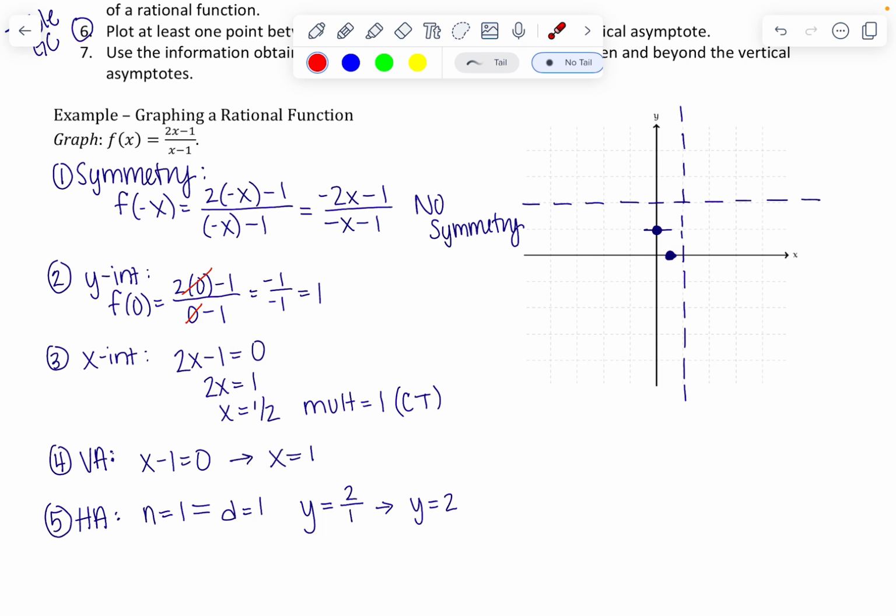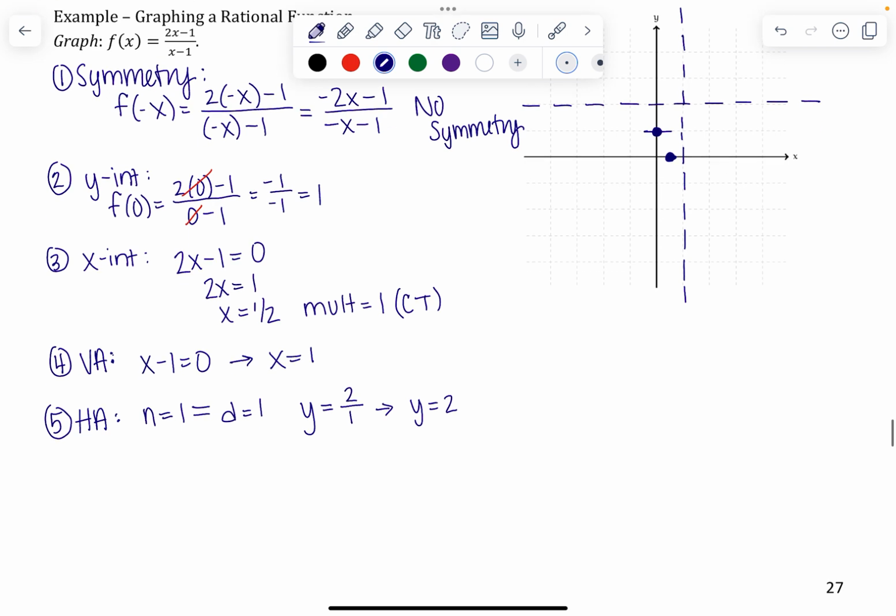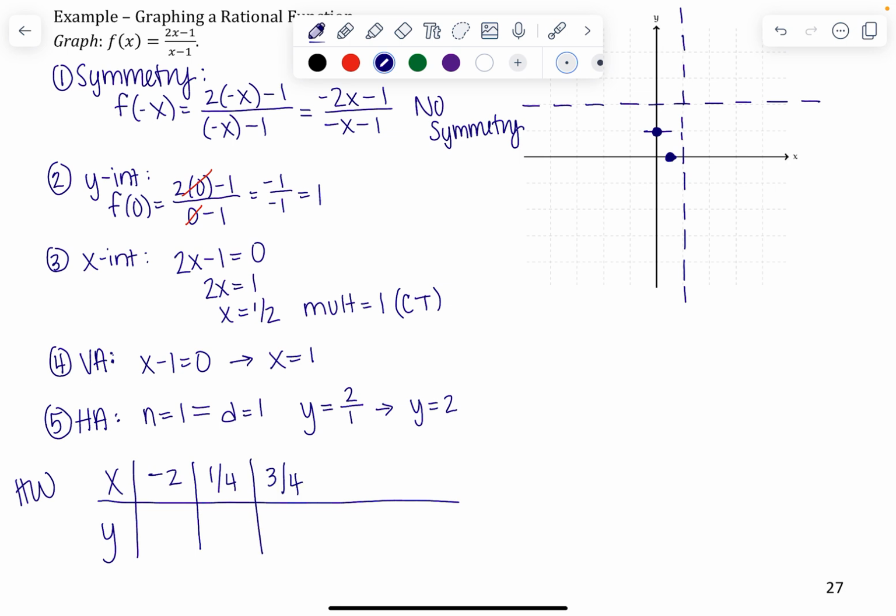Okay. But what you're going to do in your homework is it's going to actually give you a table. So for your homework, you're going to be given a table that's going to ask you to fill in, where it's going to give you some x values. So let's say it gives -2, 1/4, 3/4, 2 and 7. Now, if you were to do this by hand, you'd be taking each of these x values, plugging them into this function, and simplifying, which is perfectly fine.